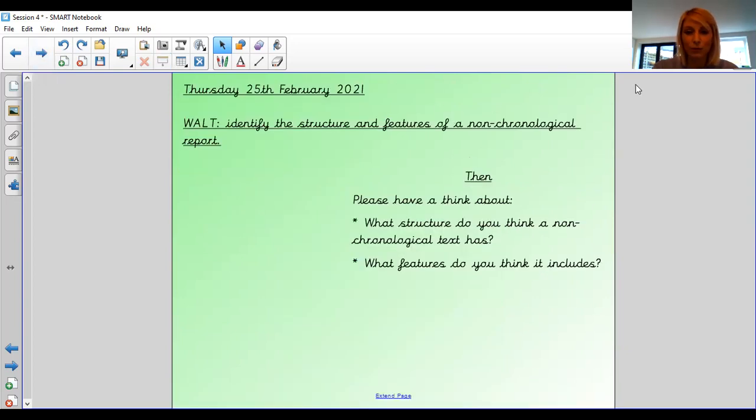So let's have a look at our WALT. WALT is to identify the structure and features of a non-chronological report. Okay, so we're getting really good at learning our text. So we need to now think a bit deeper about the structure and features of the text, okay? And that will really help us when we come to start writing our own.